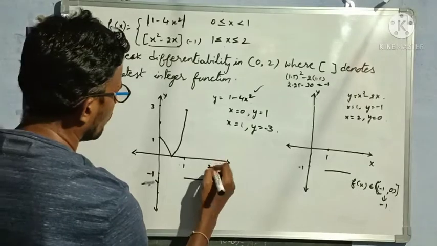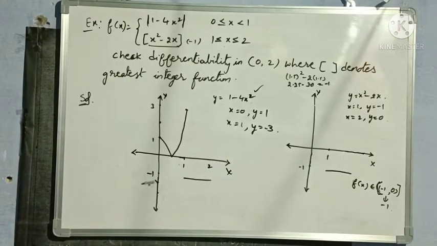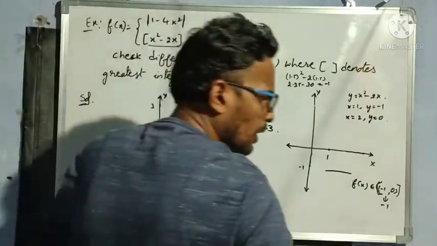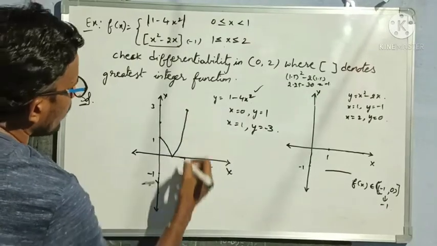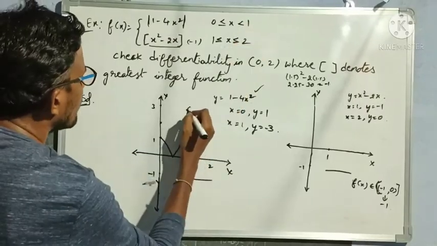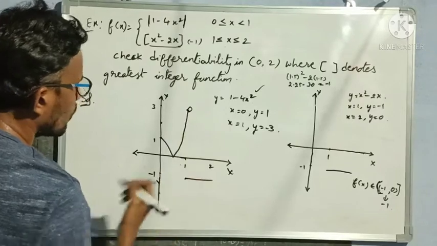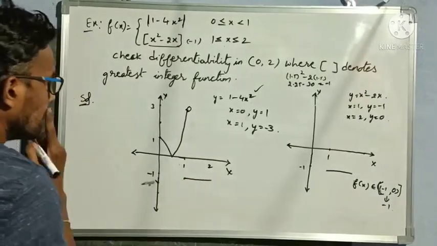Now what we need to do is check the differentiability in 0 comma 2, in between 0 and 2. Anyhow this function is discontinuous, right? This is cutting here and this is extending from here. So here this is less than 1, so here we will get a circle and here we will get a dot. This is a closed, this is an open interval and this is a closed interval. Okay.